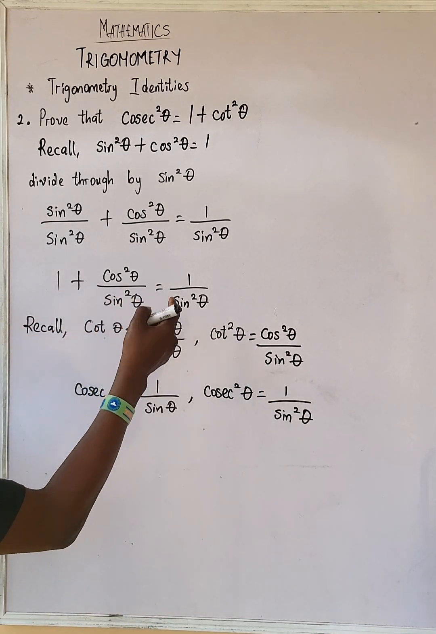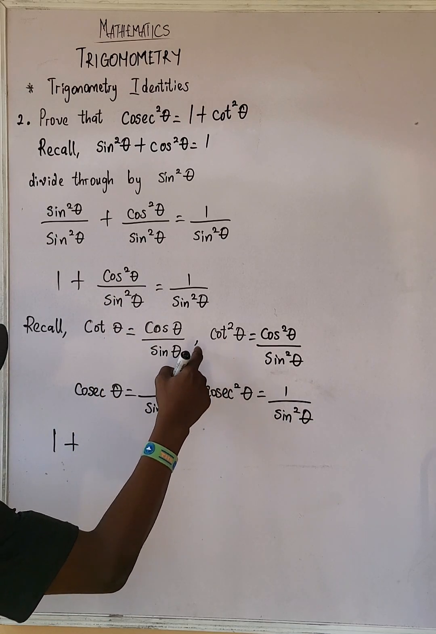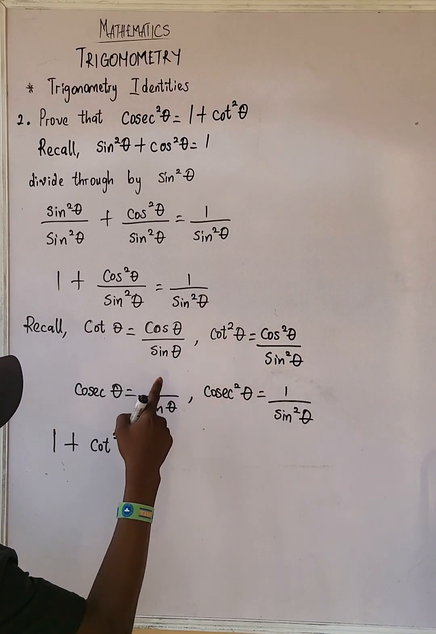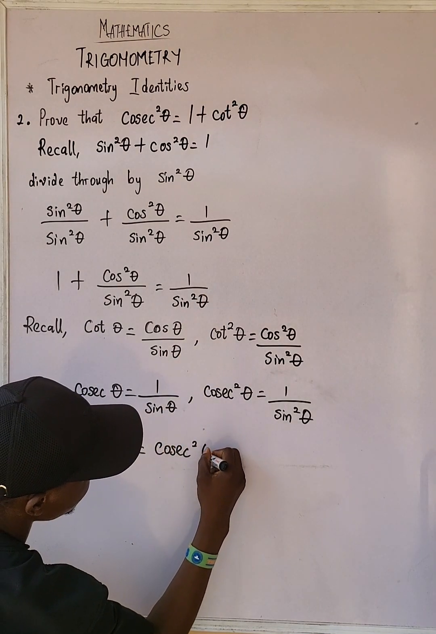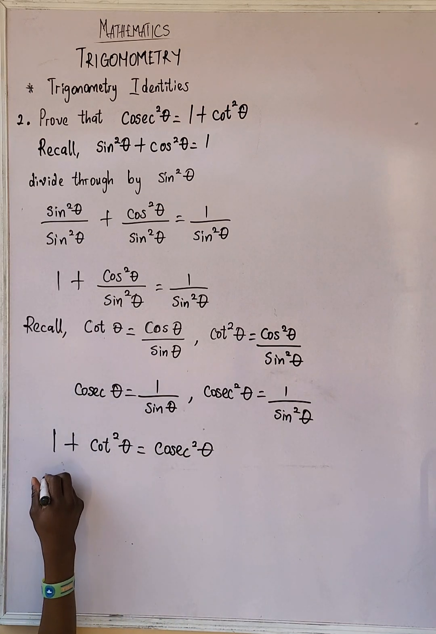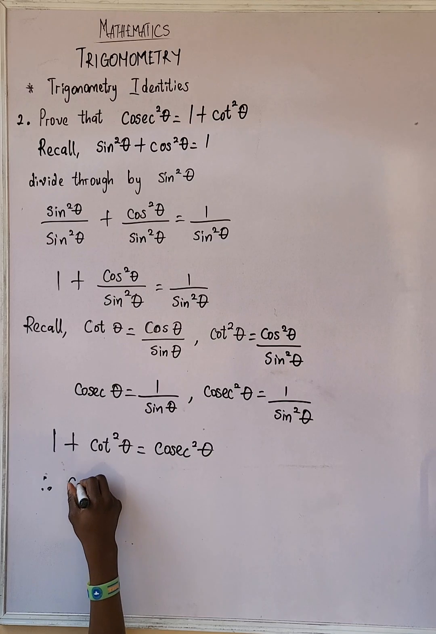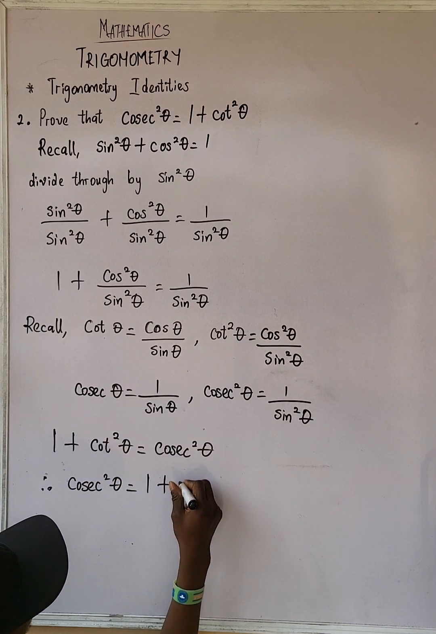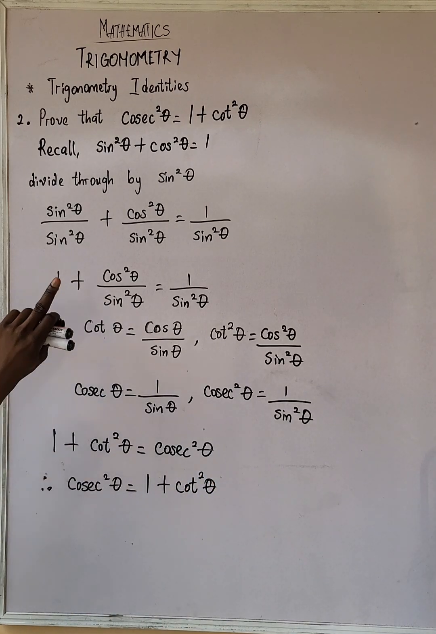Now let's come back here. What are we going to have? We're going to have 1 plus, and this cos square theta over sin square theta has now become cot square theta. The 1 over sin square theta has become cosec square theta. So the trigonometry identity, if we rewrite it, is cosec square theta equals 1 plus cot square theta. And that's how we prove it. Please take note of this.